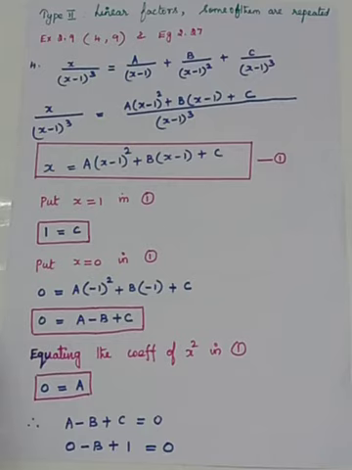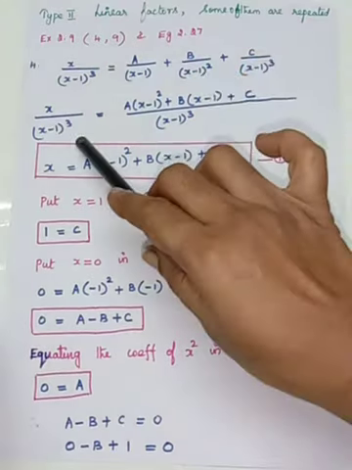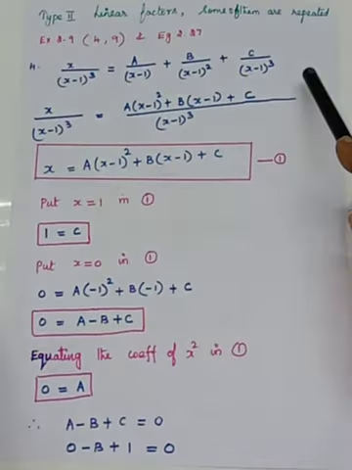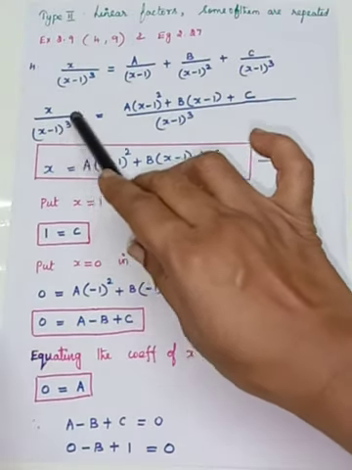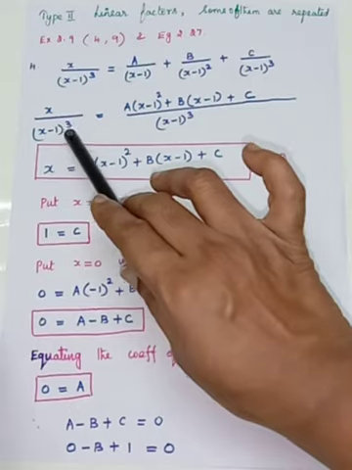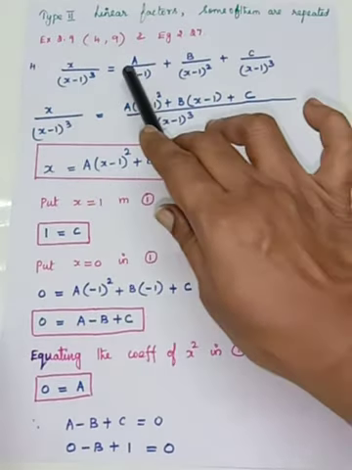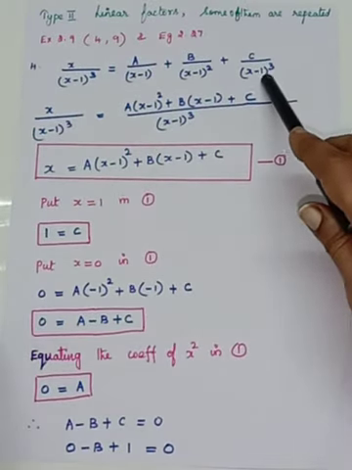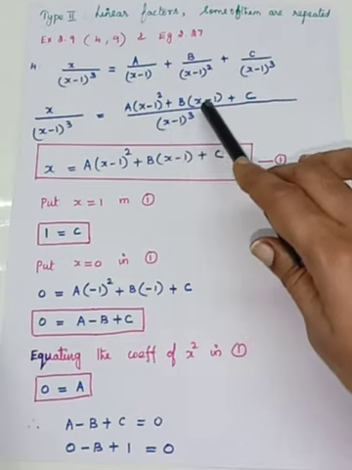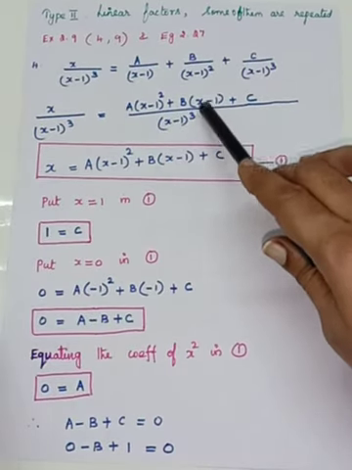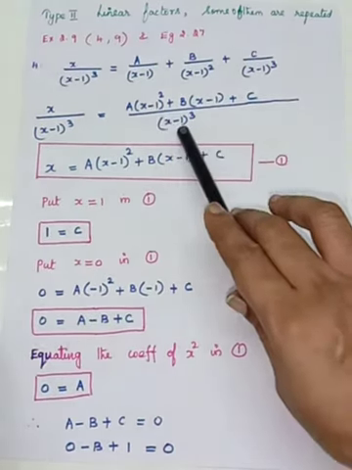For that you have to take the LCM. So on the left side you have written the question as it is. Okay, so here what will be the LCM? What is written on the left side will be the LCM. You know very well, for these factors the LCM is x minus 1 the whole cube.